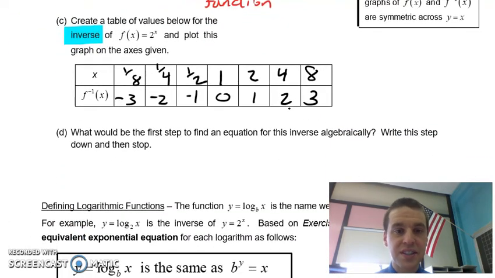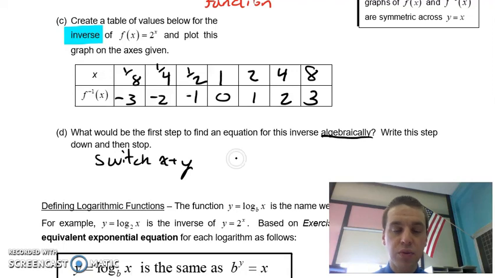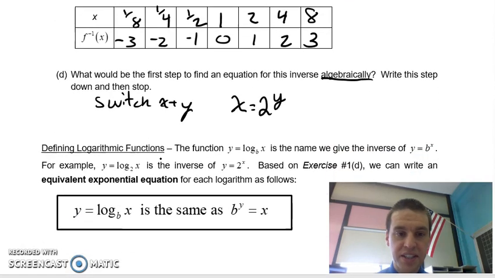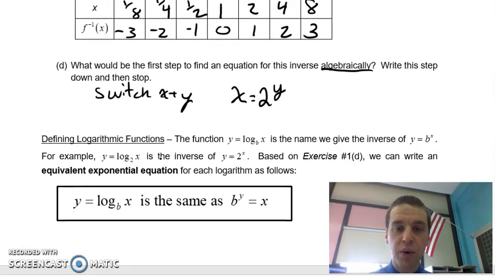So what would the first step be to find an equation for this inverse algebraically, solving it algebraically? The first step would be to switch x and y. And so instead of having y equals 2 to the x, we now have x equals 2 to the y. And it wants us to stop, because now we're going to look at what a logarithm actually is.